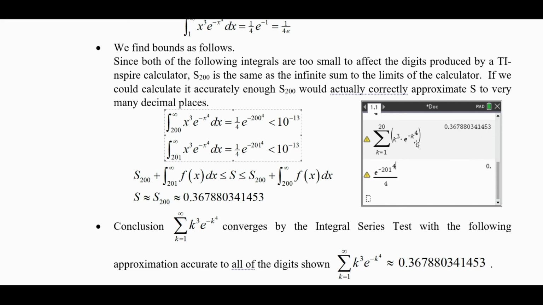Okay, but in any event, this tells us the sum that the calculator produced here is going to be accurate to every single digit that's shown here. If we could do it more accurately, we could probably do this sum more accurately. We could work this out to probably over 100 digits of accuracy, because these integrals are so small. So this sum from k equals 1 to infinity of k cubed e to the minus k to the fourth converges by the integral test, and it has this approximation, 0.36788034143, and that is accurate to all of the digits shown.